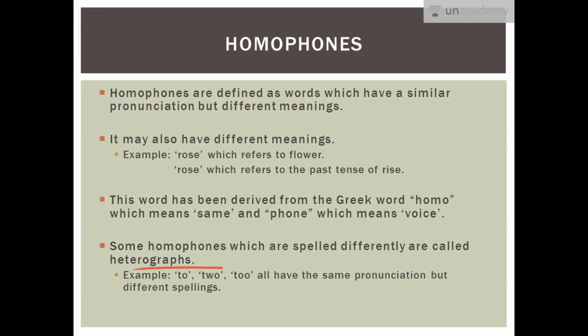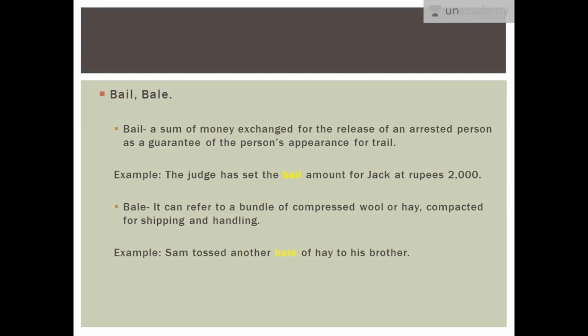Now, some homophones which are spelled differently are called heterographs. Heterographs are words which sound the same, but the spelling is different and also the meaning is different. Let me give you one example: this set of words, two, to, and too. They all have the same pronunciation, they don't have the same meaning, and we can definitely see that they don't have the same spelling. Words which are spelled differently but pronounced similarly are called heterographs.